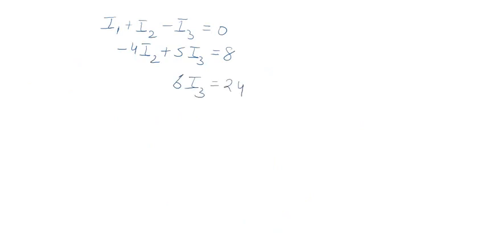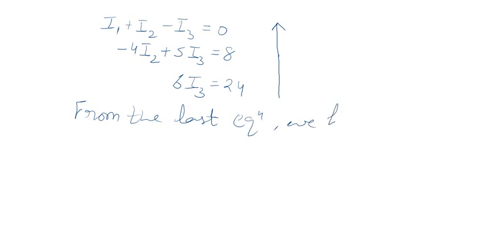Now how can you solve this system? You start from the last equation, then use the second equation and then the first equation. You are going in the backward direction, which we call backward substitution. So from the last equation we have I3 equals 4.